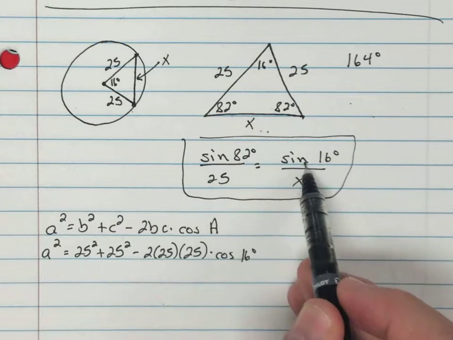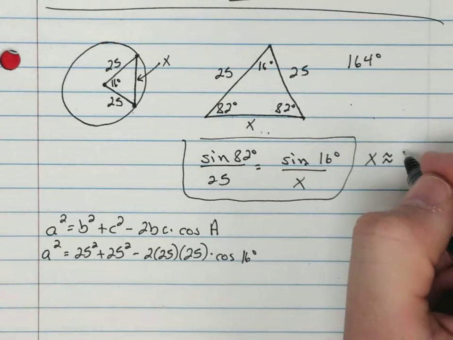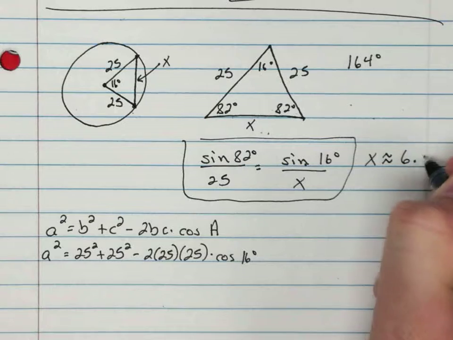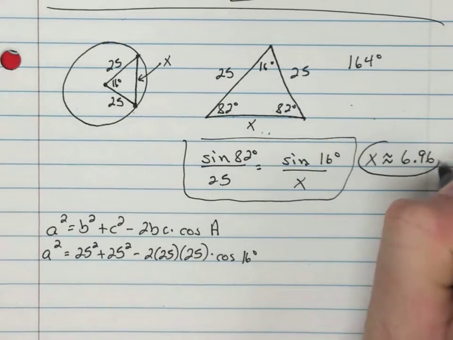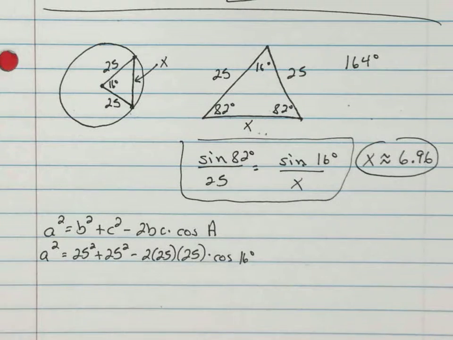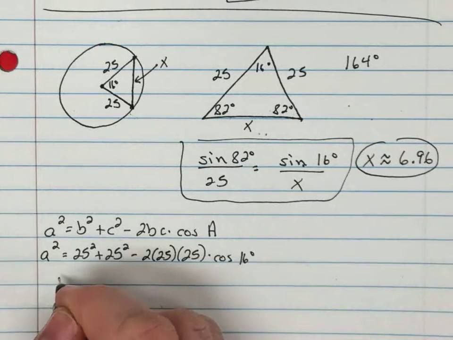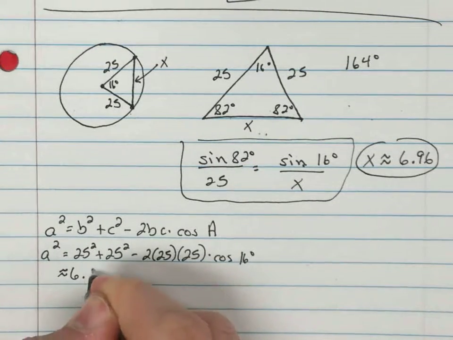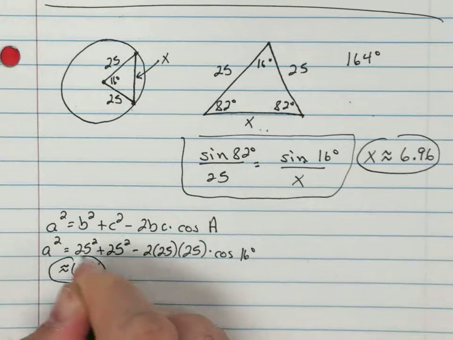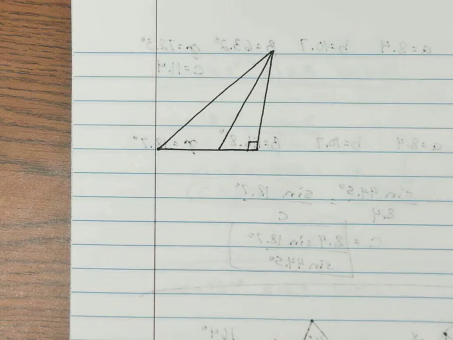Again, 25 times sine of 16 divided by the sine of 82. I got that x was about 6.96. And if you solve it this way, you should get the exact same answer. Let's see. And I do. Again, make sure that you square root at the end, but the square root of all this gives you that exact same 6.96 as an answer. So either way that you work it, the chord is equal to 6.96.